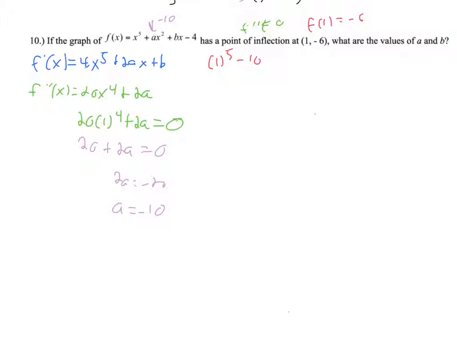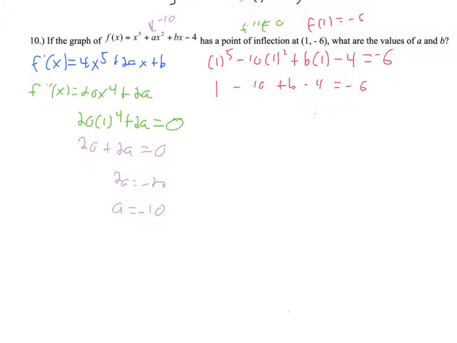Minus 10 times 1 squared plus b times 1 minus 4 is equal to negative 6. So when we plug in 1 for x into our function, the output value is negative 6. Let's do out this algebra. So we have 1 to the 5th is 1, minus 10 times 1 squared is 10, plus b minus 4 is equal to negative 6.